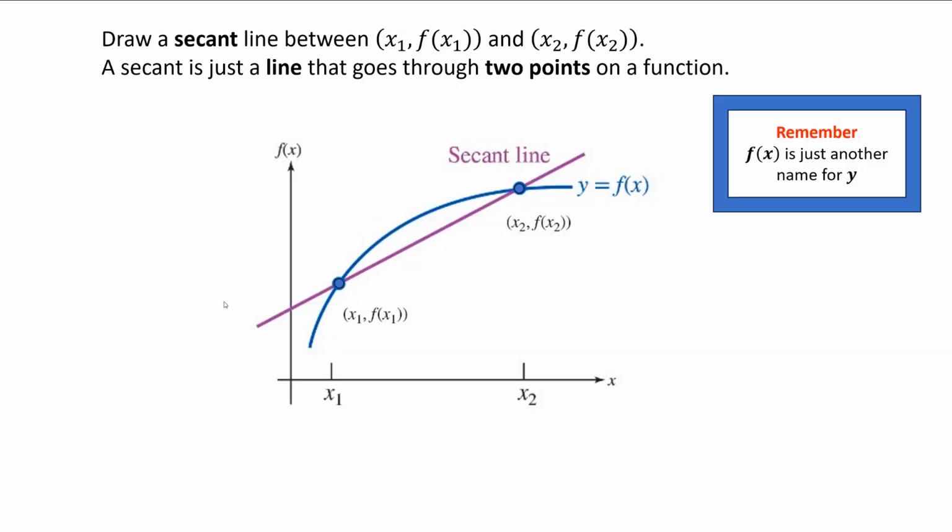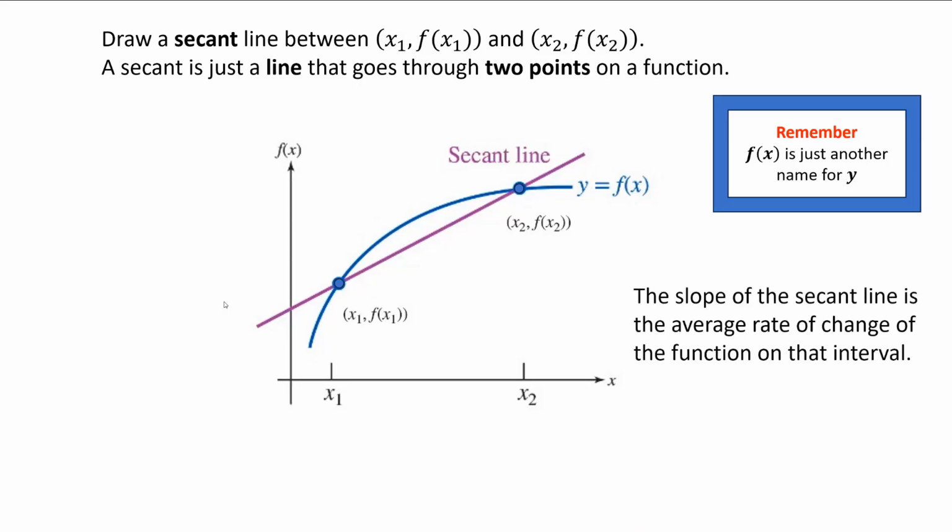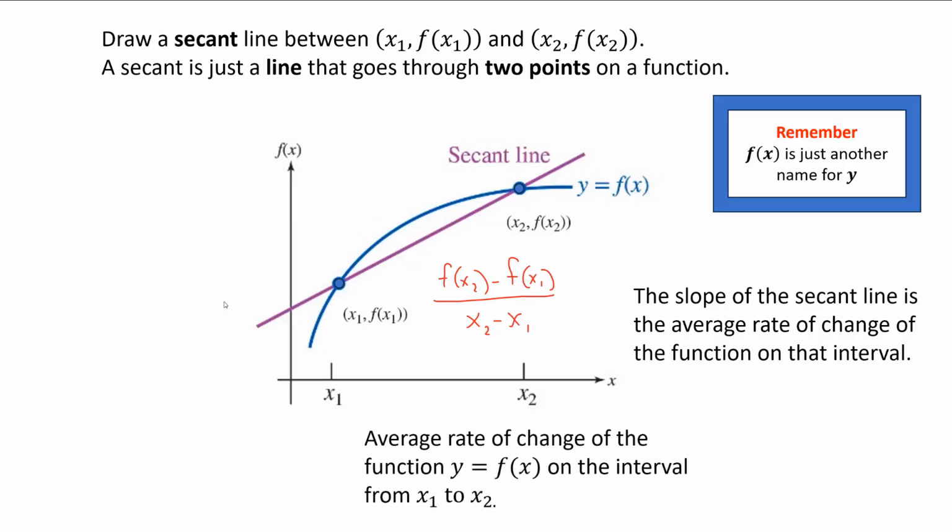So remember, f of x just means y. F of x is the value of the function at x, at whatever place on the x-axis you are, and that's just the y coordinate. So the slope of the secant line is the average rate of change of the function on that interval from x sub 1 to x sub 2. And so that's the slope. It's the change in the y's divided by the change in the x's, and that is the average rate of change. Average rate of change of the function y equals f of x on that interval from x sub 1 to x sub 2. That is what that is.